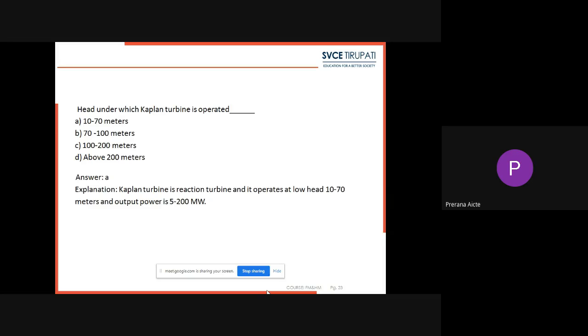Next question. The head under which the Kaplan turbine is operated is 10 to 70 meters. The Kaplan turbine is a reaction turbine and it operates at low head, 10 to 70 meters, and the output power is 5 to 200 megawatts. Next one, the head under which the Francis turbine is operated is 40 to 600 meters. The Francis turbine is also a reaction turbine, but its pressure energy is less when compared with the Kaplan turbine. Hence, the head is between 40 and 600 meters.